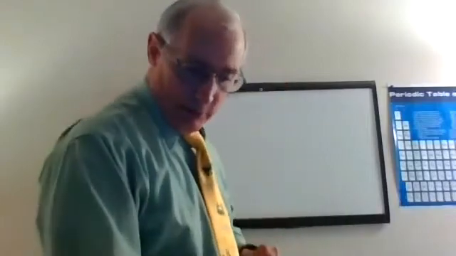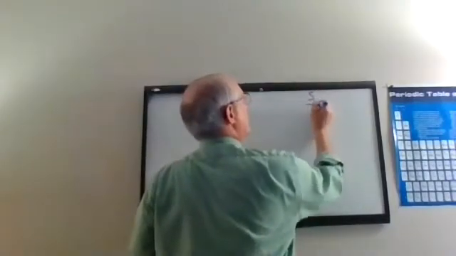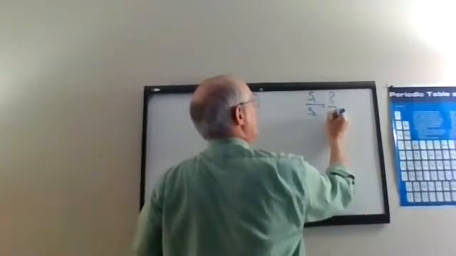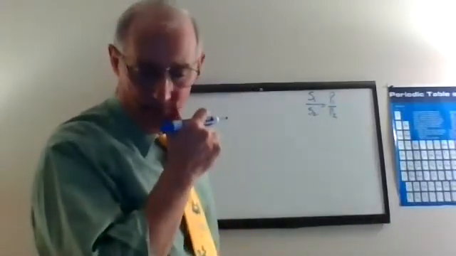That the perimeter 1 is to perimeter 2, as side 1 is to side 2. In fact, I'm going to write it a little differently. Side 1 is to side 2, as perimeter 1 is to perimeter 2. You got that written down?